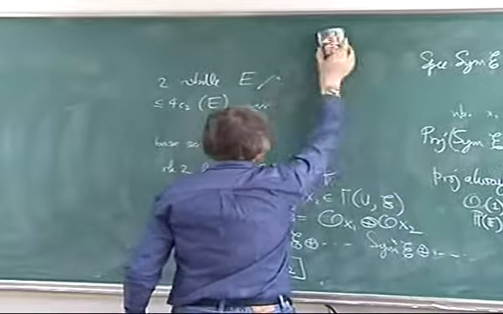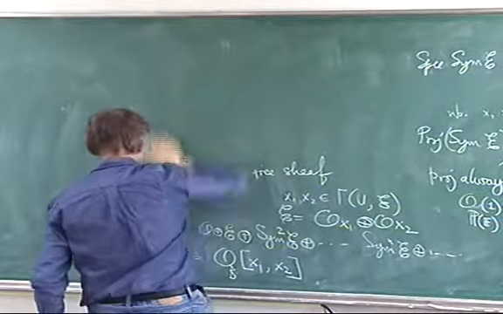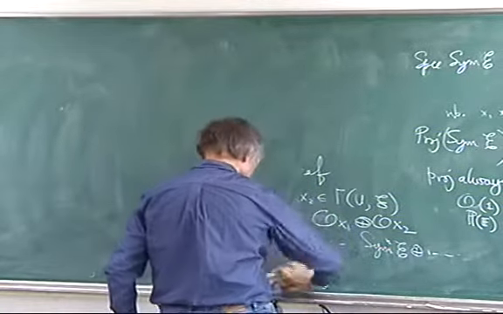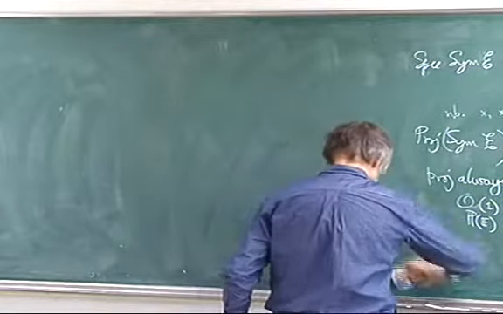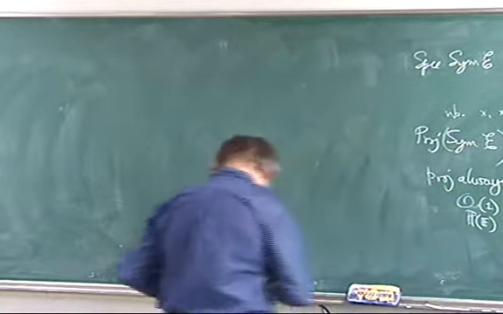So how do I get the canonical class? How do I do this?